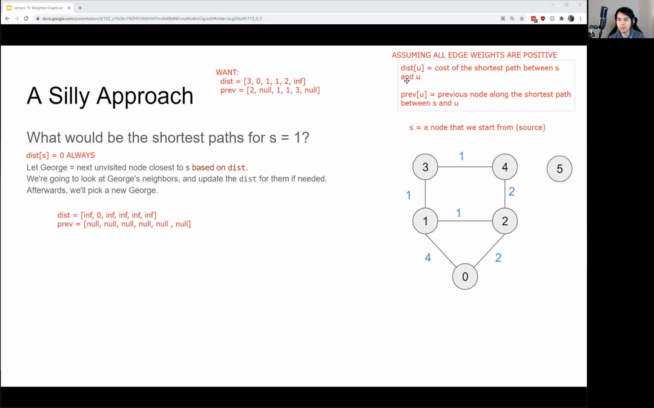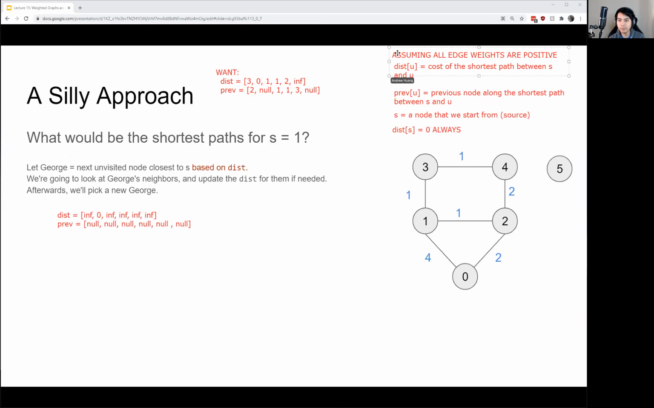I'll put that up here so that you remember. This is all of our useful information that we're going to keep throughout all of the slides. All right, so from here, we pick the first George. As I said before, the George will depend on the next unvisited node that's closest to S. In this case, George the first is equal to node 1. Everyone type in all hail George the first to celebrate his coronation. All hail George the first. We have picked our first George.